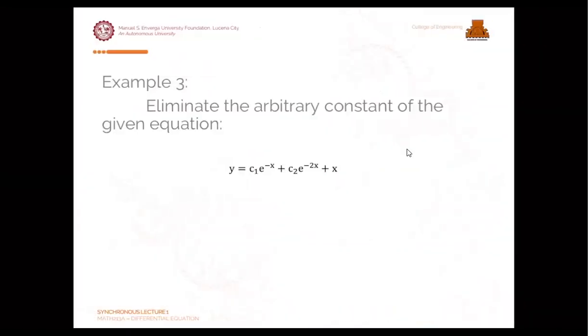Next, we have y is equals to c1e raised to negative x plus c2e raised to negative 2x plus x. Okay? So, siguro obvious naman, constant natin yung c1 and c2. So, we have two arbitrary constants. So, ibig sabihin, two differentiation tayo. So, we have y prime is equals to negative c1 e negative x minus 2 c2 e negative 2x plus 1.